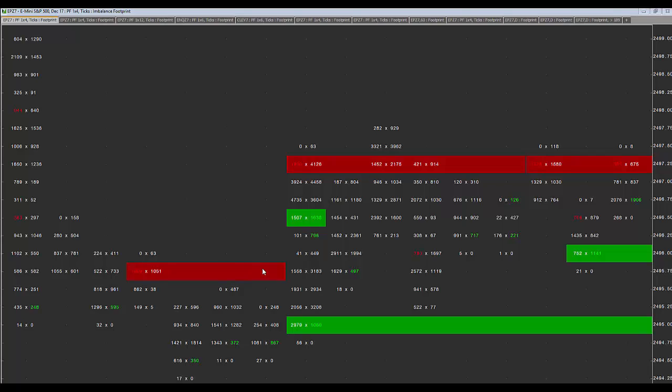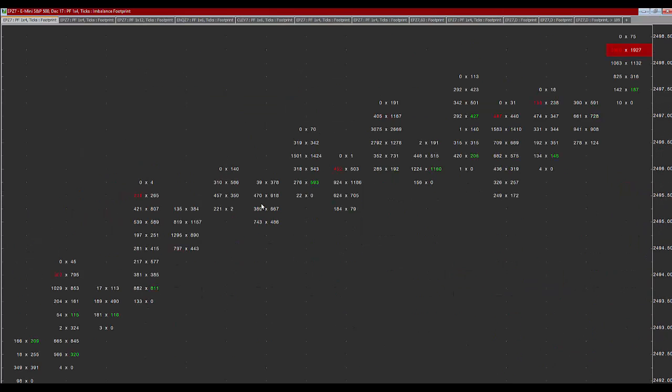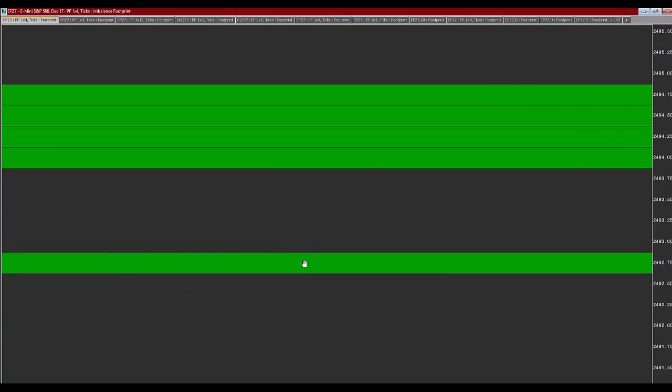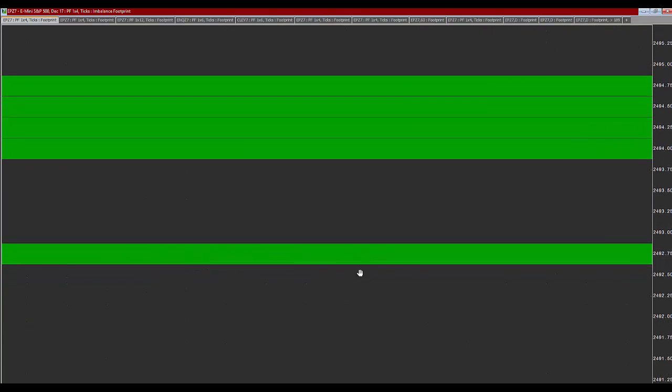Well, what if it never gets taken out? Then it's going to continue for a long time. Again, this is the S&P E-minis. Let's just come across and say, hey, look at this one. This one came from way, way, way back.